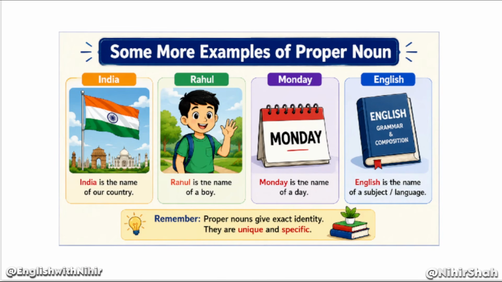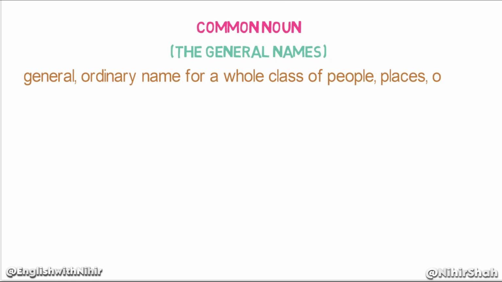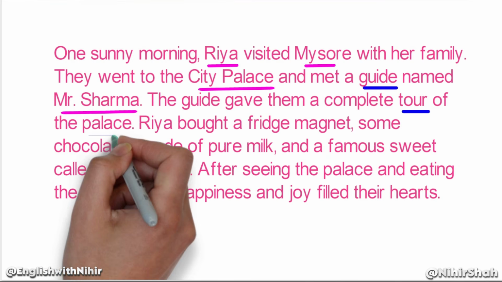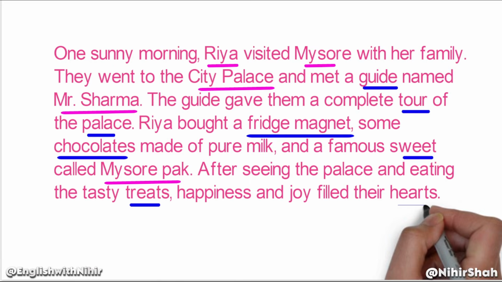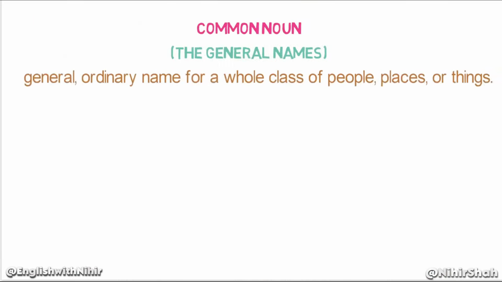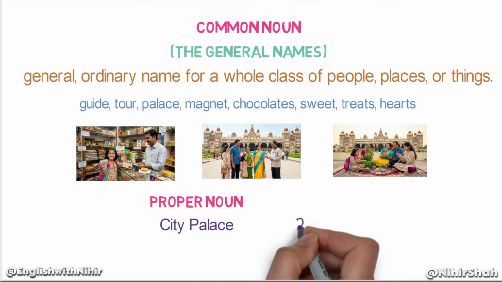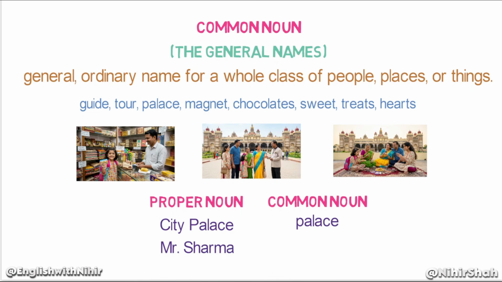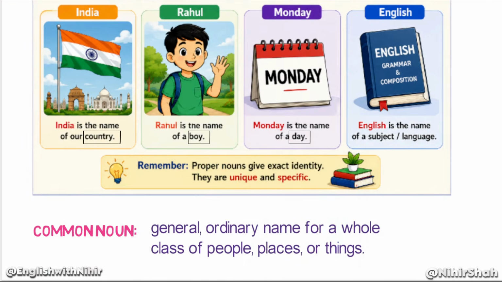Next comes the common noun. A common noun is a general name of a person, place, or thing. From our story, words like guide, tour, palace, fridge magnet, chocolates, sweet, treats, and hearts are common nouns. Notice the difference. City palace is the name of a particular palace, so it's a proper noun. But palace is a general name, so it is a common noun. Similarly, Mr. Sharma is a proper noun, while guide is a common noun. Some more examples are country, boy, day, and language.